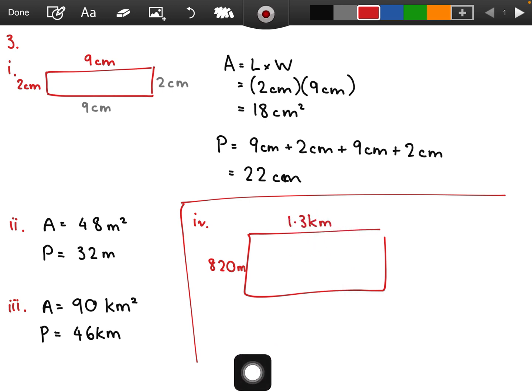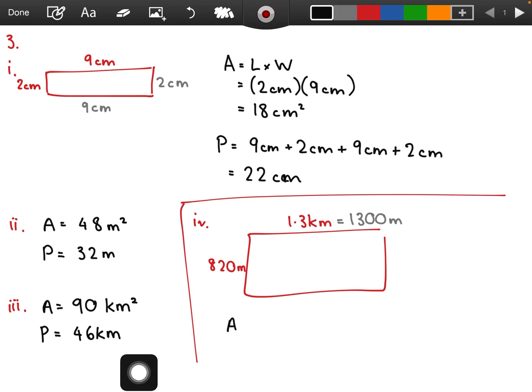Okay, so I can change 1.3 kilometers to being in meters by multiplying it by 1,000. Okay, so we looked at that the last day. So to get 1.3 kilometers into meters, we multiply by 1,000, so that I'll get 1,300 meters. Okay, so once I've found that, then I can find my area by just multiplying them by each other. Okay, so 820 meters times 1,300 meters.